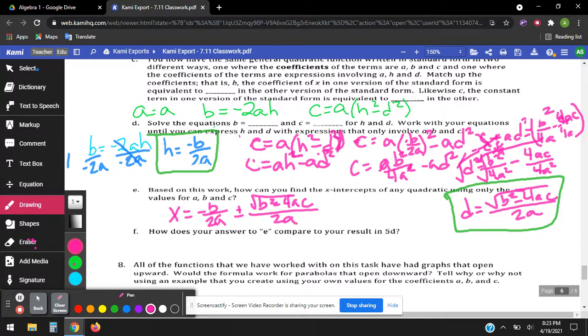All right. How does this answer to E compare to your results in 5D?